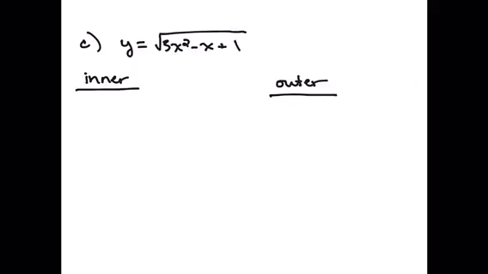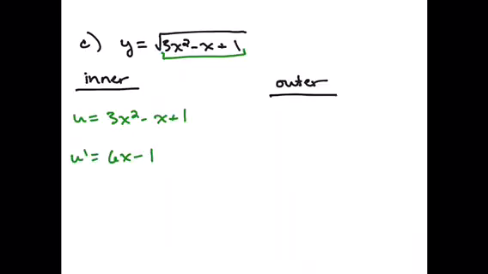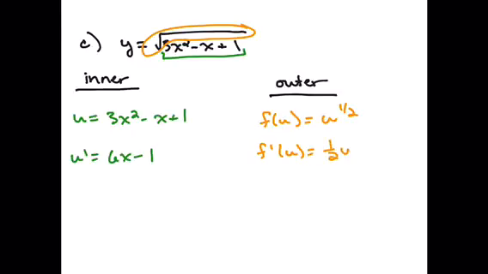Okay, let's try another problem. In this problem, my inner function is 3x squared minus x plus 1. The derivative of that is 6x minus 1. And we can write our outside function as something being raised to the 1/2 power. So the derivative of that then would be 1/2 u to the negative 1/2.